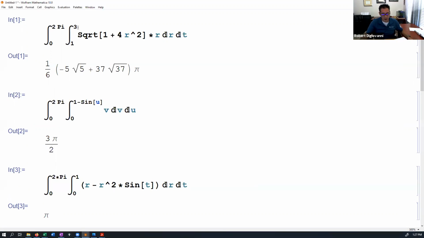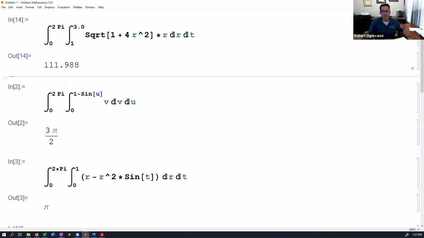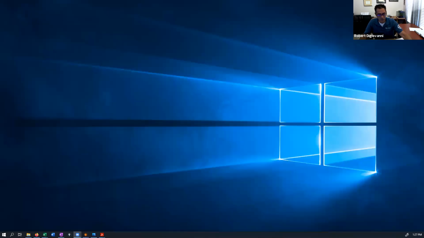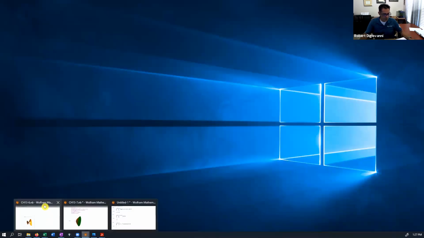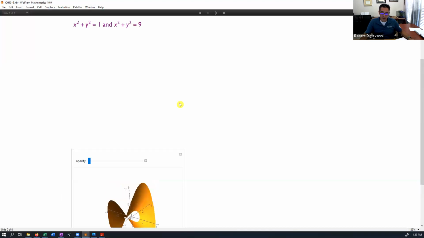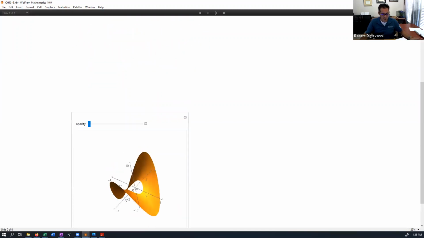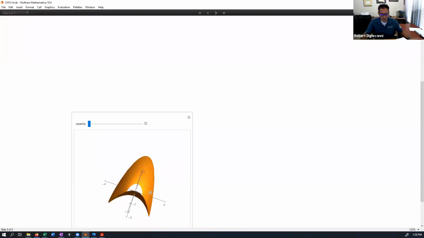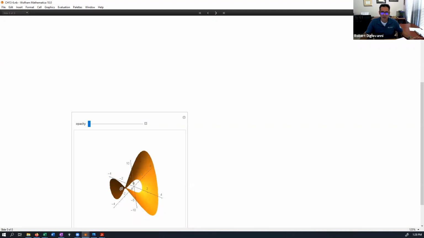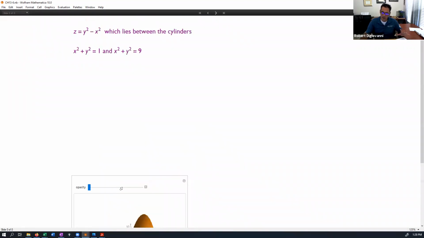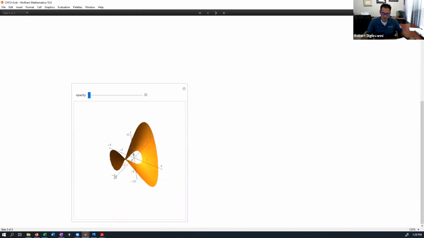If we wanted it as a decimal, it's about 111.988, whatever square feet or square meters, square inches, whatever unit we're measuring. It's pretty badass if you ask me. That seems like a pretty hard question to answer walking in today, right? If I just said, hey, find that surface area, that probably seems like a pretty tough thing to do. But as long as we can keep our heads wrapped around what's going on, it's not that hard.